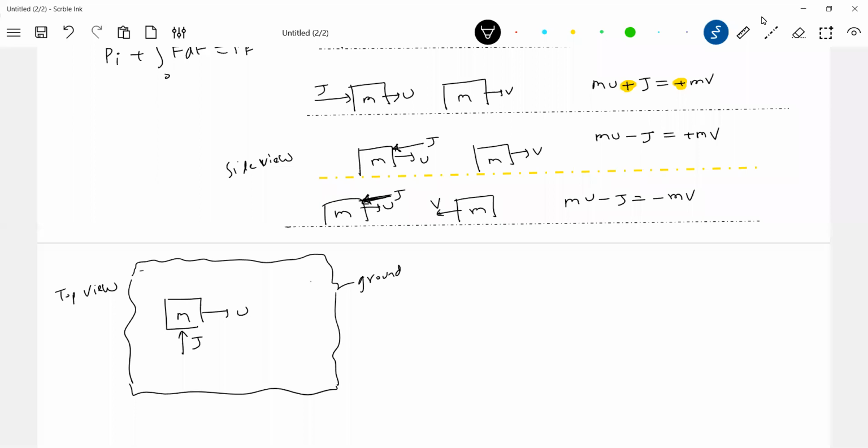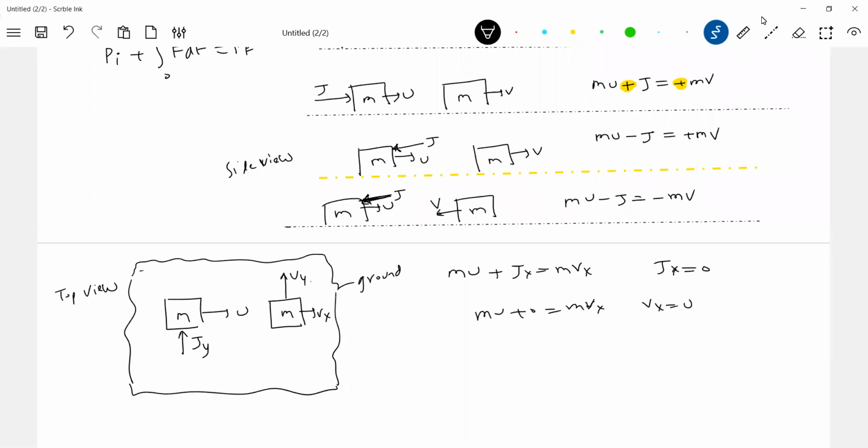How mg will act, into the plane of paper. Now because of this, the body will move in a plane. Now along the x-axis, mu, so this is jy, you write it, mu. Is any impulse acting along the x-axis? Check it. Impulse along the x-axis is 0. Therefore, mu plus j equal to mvx. So Vx equal to u.